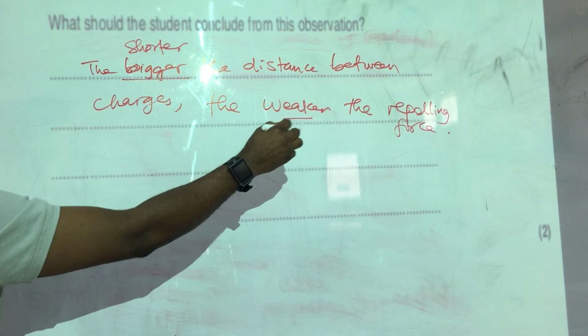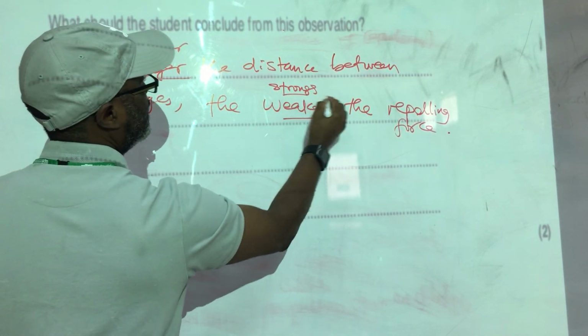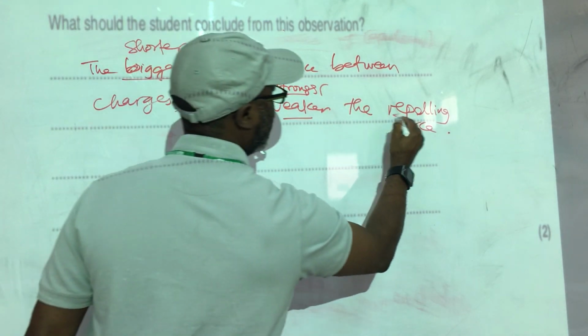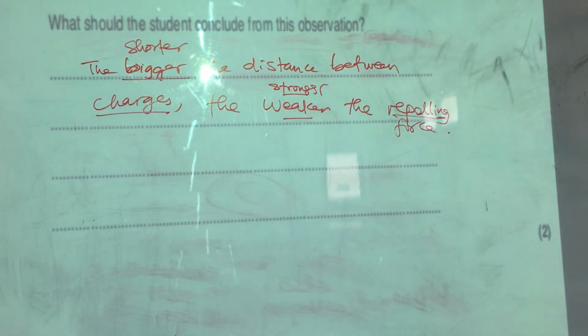And you can also say the shorter the distance between charges, the stronger the repelling force. Now, the use of the word repelling and the distance between charges are required to get the full mark. Otherwise, you will only get 1 mark. So connecting the effect of the distance between the charges and the size of the force is required for you to get this mark.